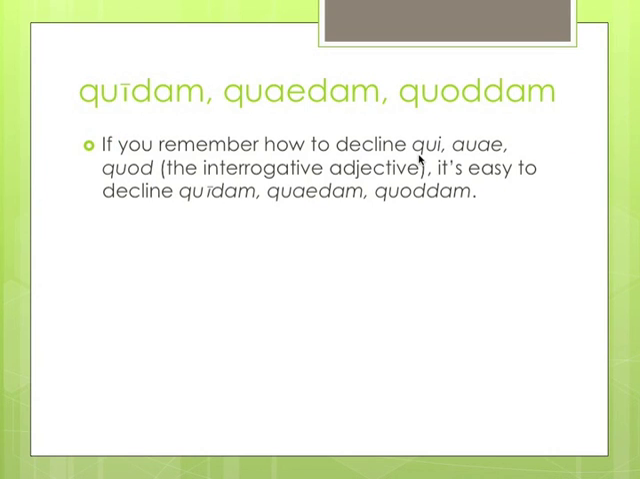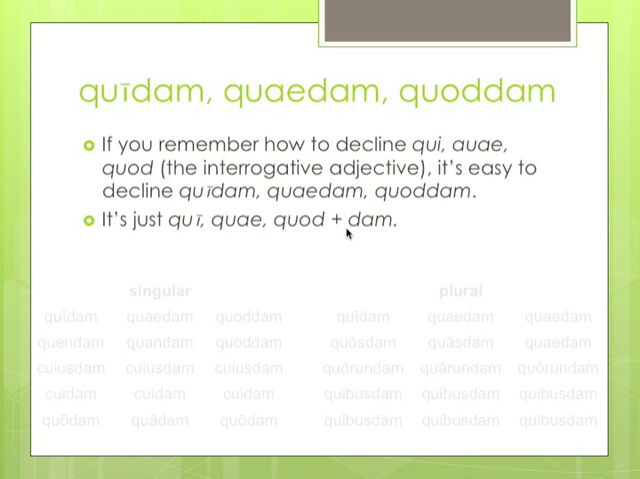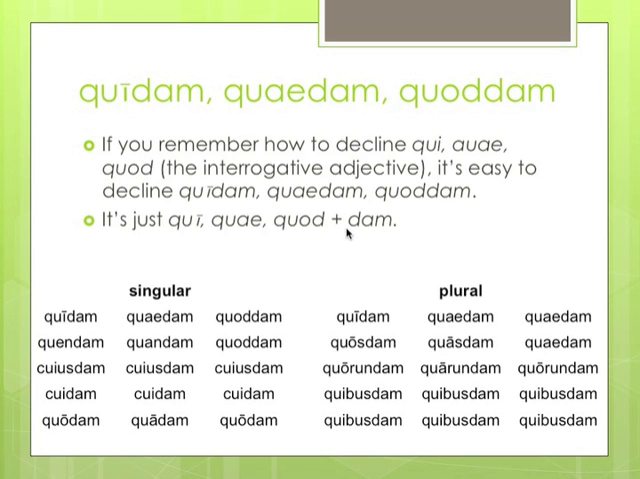If you remember how to decline qui, quae, quod, the interrogative adjective, it's easy to decline quīdam, quaedam, quoddam. It's just qui, quae, quod plus dam. Here is qui, quae, quod, which we learned long ago. And if you add the syllable dam to it, you get the forms of quīdam, quaedam, quoddam.